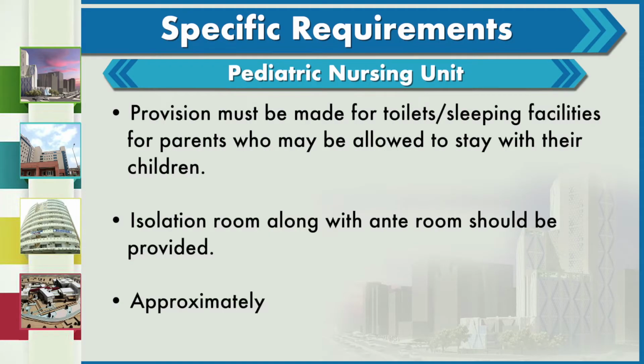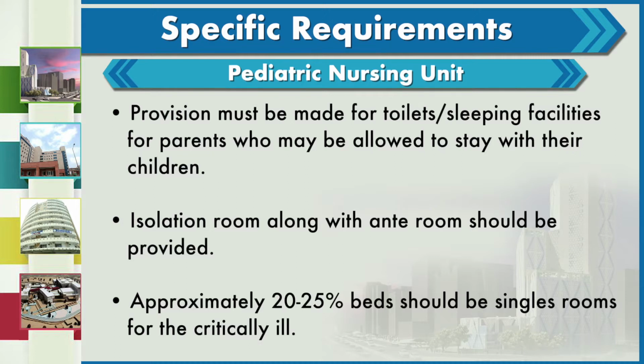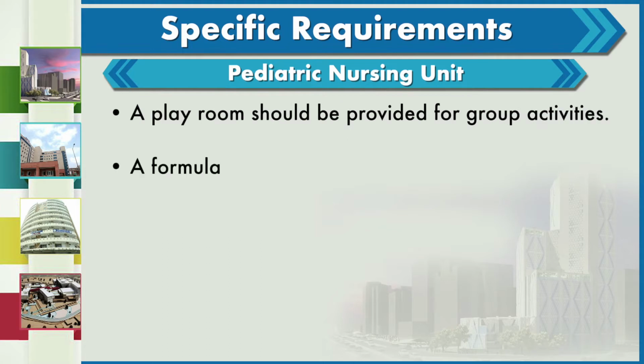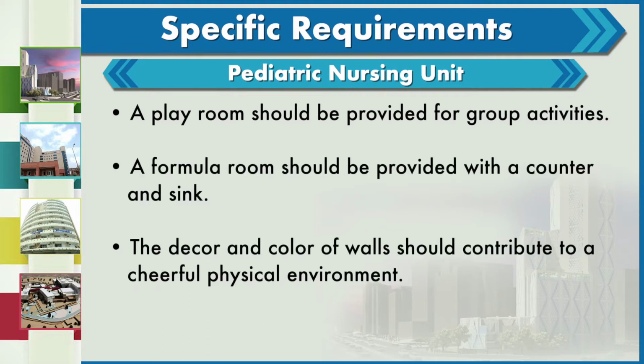Specific requirements. The specific requirements of various specialty inpatient units are as follows. Pediatric nursing units. The following are recommended. Provision must be made for toilets and sleeping facilities for parents who may be allowed to stay with their children. Isolation rooms along with anteroom should be provided. Approximately 20 to 25% of the beds should be single rooms for the critically ill patients. A playroom should be provided for group activities. A formula room should be provided with a counter and a sink. The decor and color of the walls should contribute to the cheerful physical environments of this space.